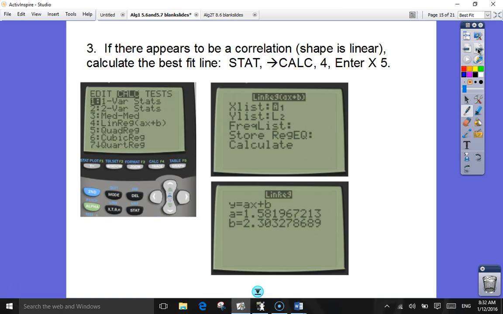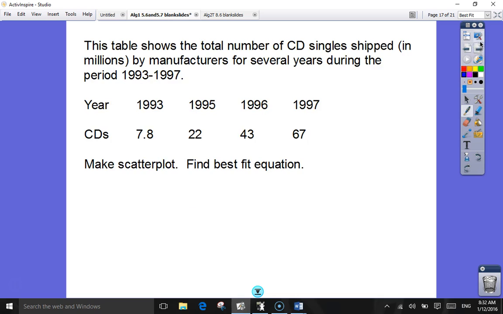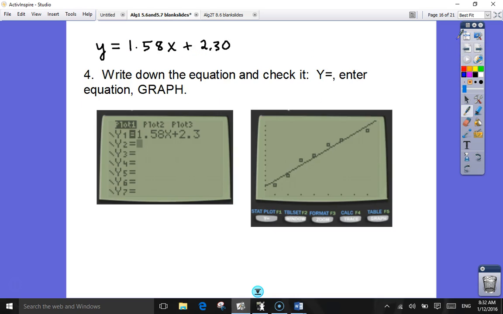So did you get this here? Okay, so notice it doesn't use mx plus b, it uses ax plus b, but you could tell that the a is the slope because it's in front of the x. So our line, and you wouldn't want to use all of these decimal places over here, I think I rounded off. I wrote it down here. I used 2 decimal places. 1.58x plus 2.30. That's our line that goes through those points.